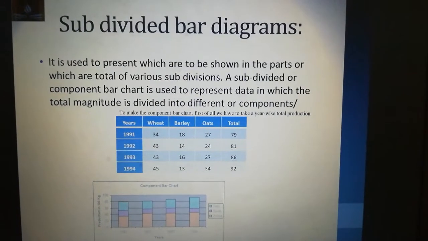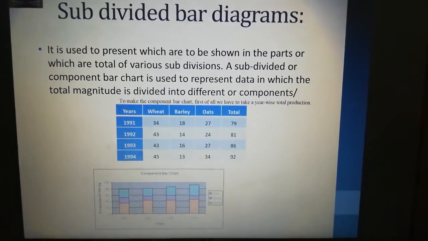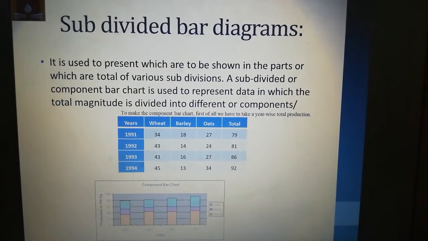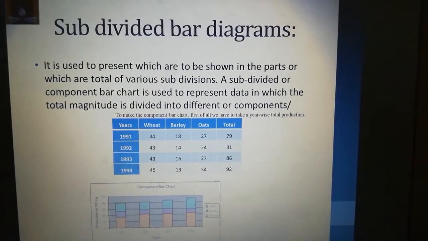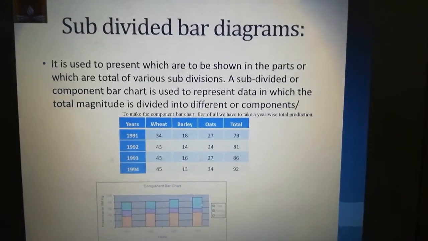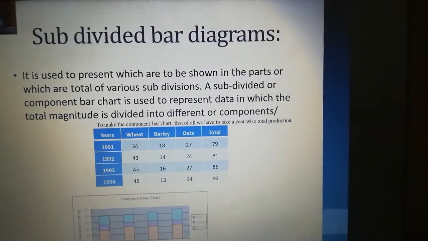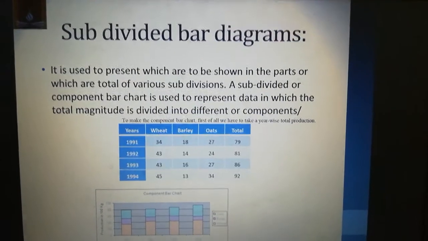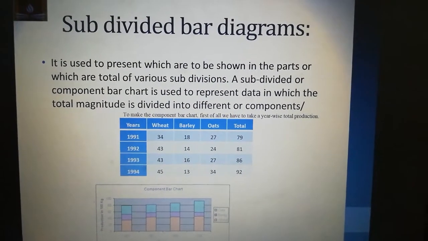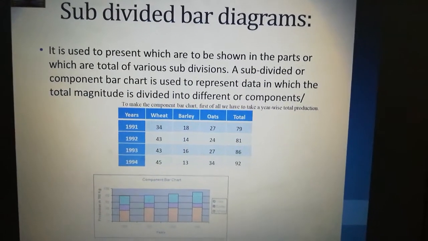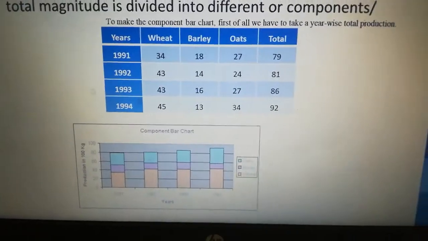Next is the subdivided bar diagram. It is used to show various subdivisions in parts. It is otherwise known as the component bar chart. It is always used to represent data with the total magnitude divided into its different components. So let's see. In the year 91, we have wheat, barley, oats. All these are the products. So how is it represented in the year 91?